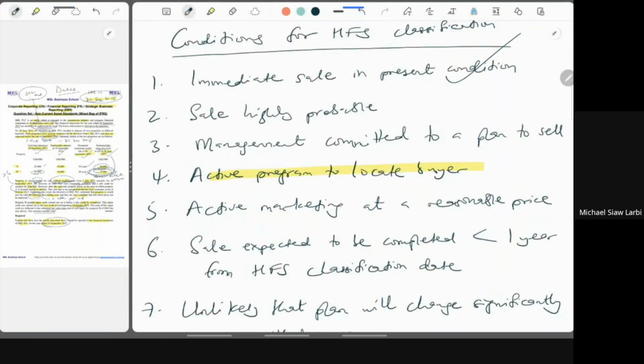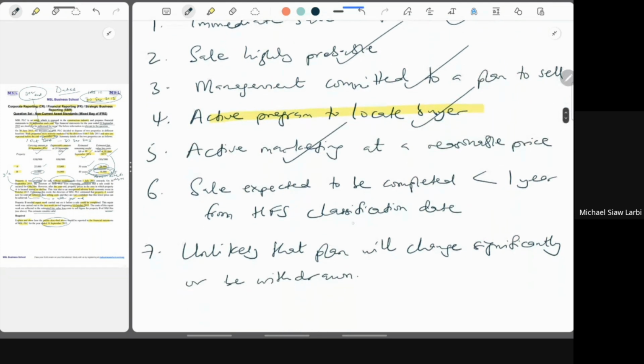Yes, the sale is highly probable. Management is committed to the plan to sell. There's an active program to locate the buyer because they are doing marketing. They expect to sell within the current financial year, so less than 1 year. And from the look of things, there's no likelihood that the plan will change or be significantly withdrawn. So you can say for property A, it meets all of these different criteria.